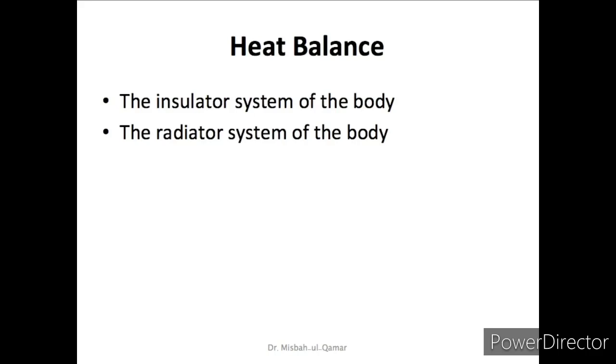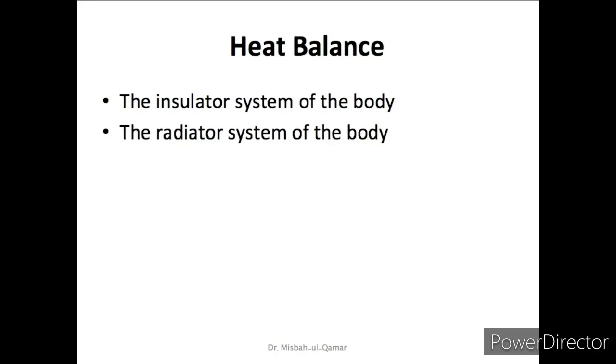All right, so what is this concept of heat balance? Our body achieves heat balance when the rate of heat production is exactly equal to the rate of heat loss. To achieve this heat balance, our body has an insulator system and a radiator system. The insulator system consists of skin, subcutaneous tissue, and the fat in the subcutaneous tissue, while the radiator system is basically the flow of blood to the skin. You must know that the skin temperature is very important in heat transfer to the environment, and the delivery of this heat to the surface is blood flow dependent.